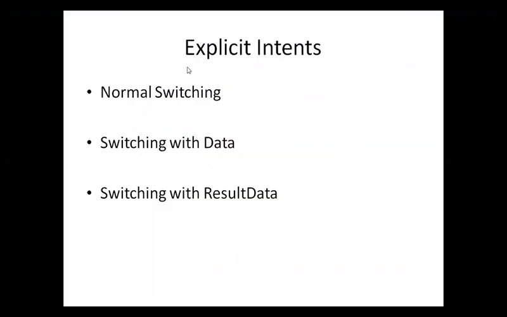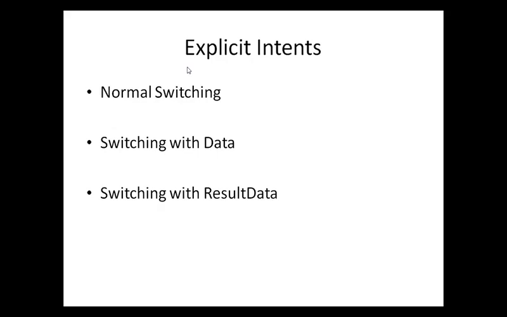Explicit intent is nothing but switching between one or more user-defined activities. At that time, we call that intent an explicit intent. Implicit means when you are switching from a user-defined activity to a predefined activity, that we call an implicit intent.